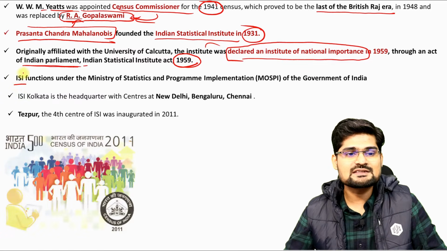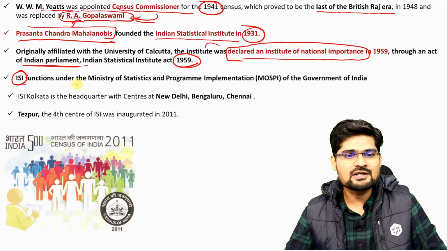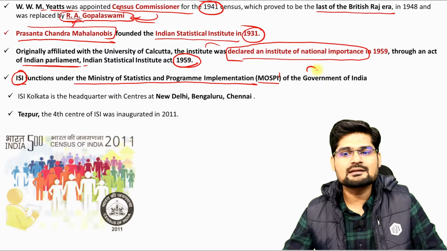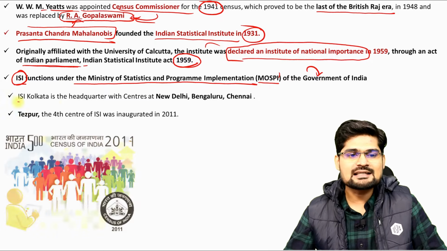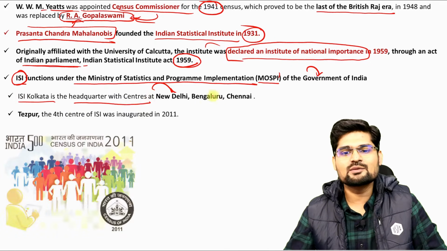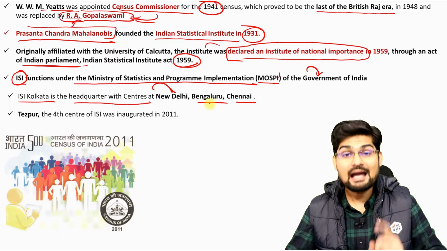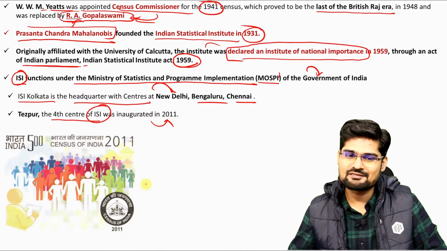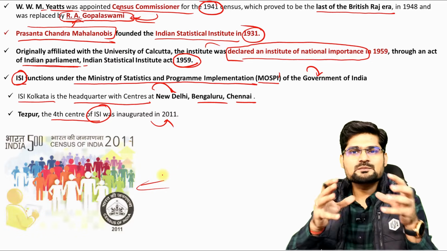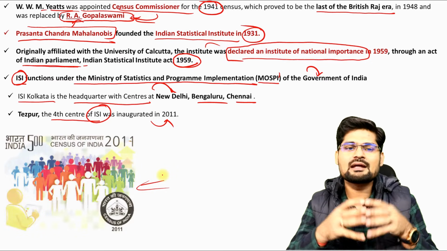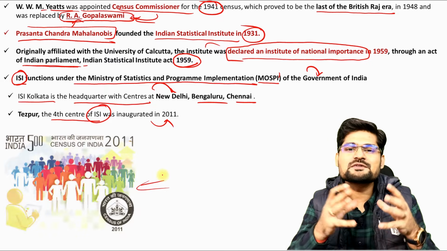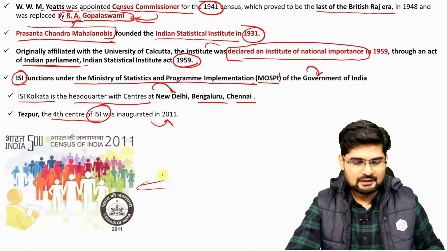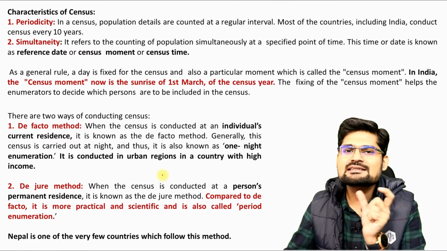So ISI, that is the Indian Statistical Institute, functions under the Ministry of Statistics and Programme Implementation, MOSPI, under the Government of India. ISI Kolkata is the headquarters, with centers at New Delhi, Bengaluru and Chennai as well. And the Tezpur Center, the fourth center of ISI, was inaugurated in 2011 itself. So that's how we look into these people, for example Gopalaswamy as well as Mahalanobis, and the famous Mahalanobis model, the great statistician, also famous in the 1950s.